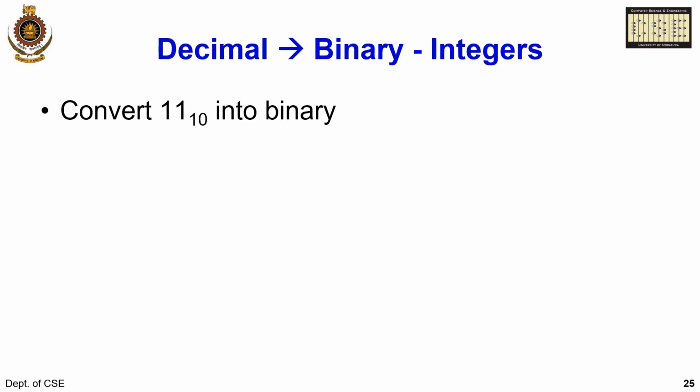How can we convert a decimal number into a binary number? In this example, we are looking at 11 in decimal. How can we convert it into binary?